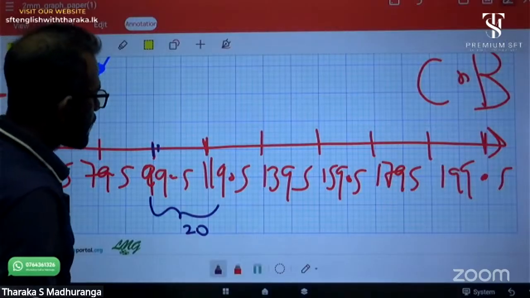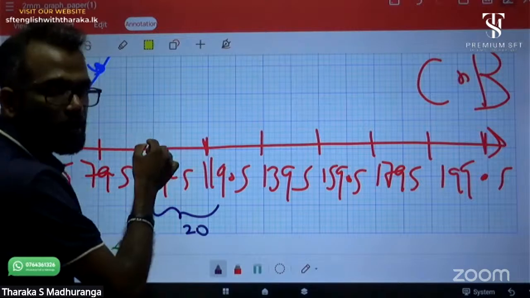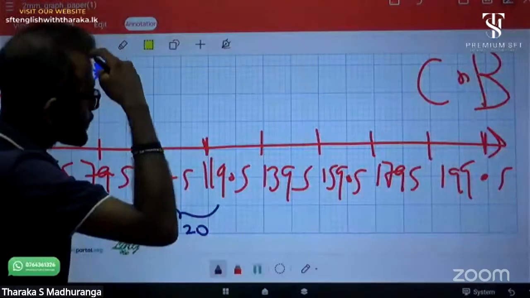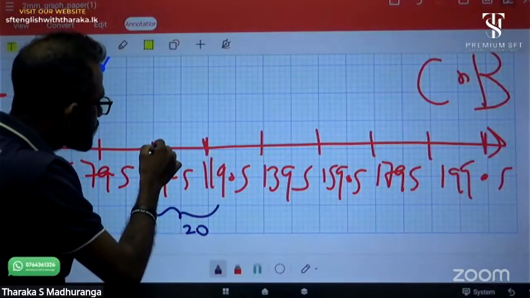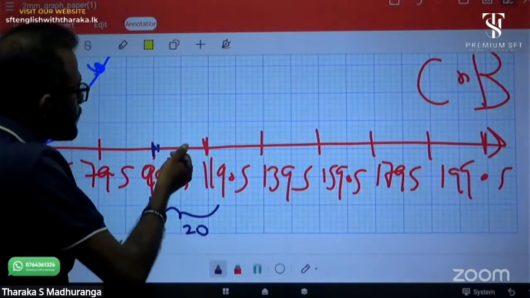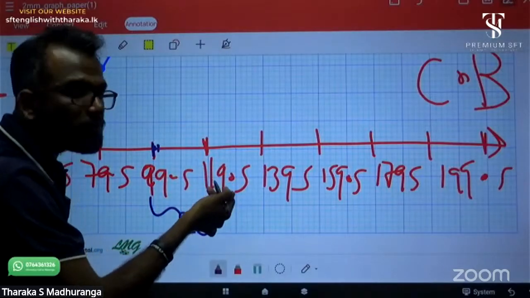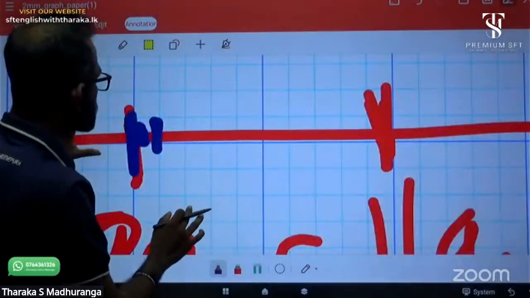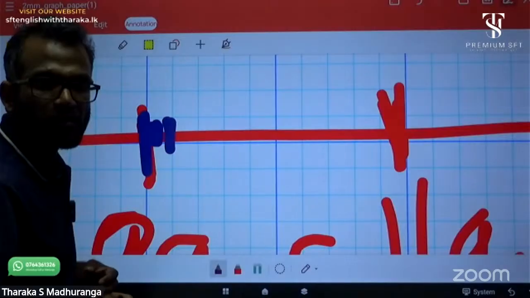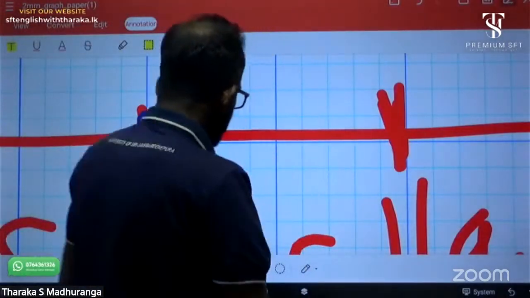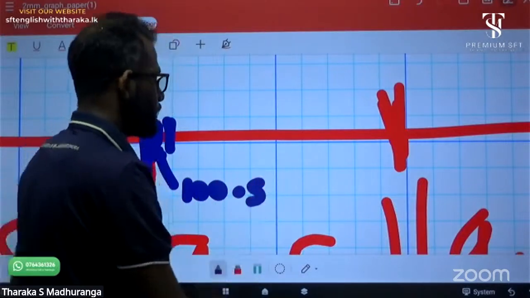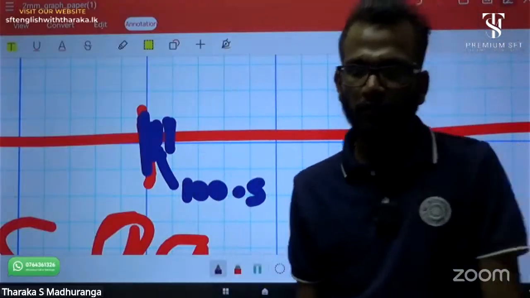Remember, one small box represents 2. If you have half a box, it represents only 1. Then 99.5 is half a small box, like this. This is a midpoint. This midpoint is 100.5.